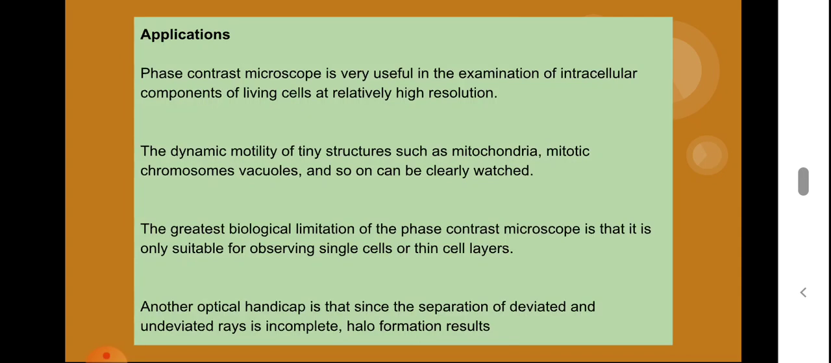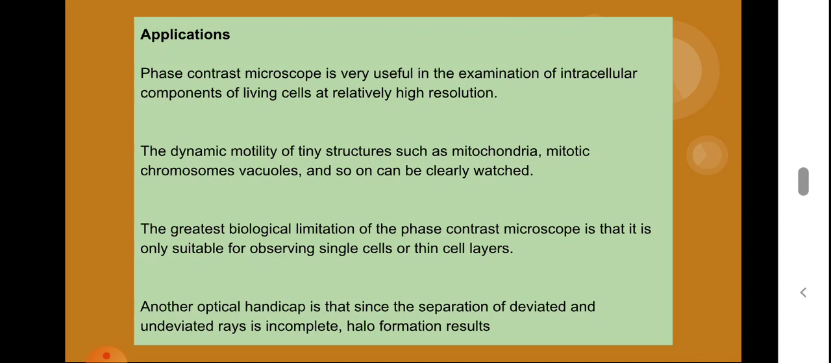So what are the applications here? The phase contrast microscope is very useful in examining intracellular components of living cells. It is mainly used in observing living cells, the movement of cells in certain living unicellular organisms, and to view certain unstained cells. Also the intracellular components of living cells, and the dynamic motility of certain structures such as mitochondria, mitotic chromosomes, vacuoles, etc. can be watched.